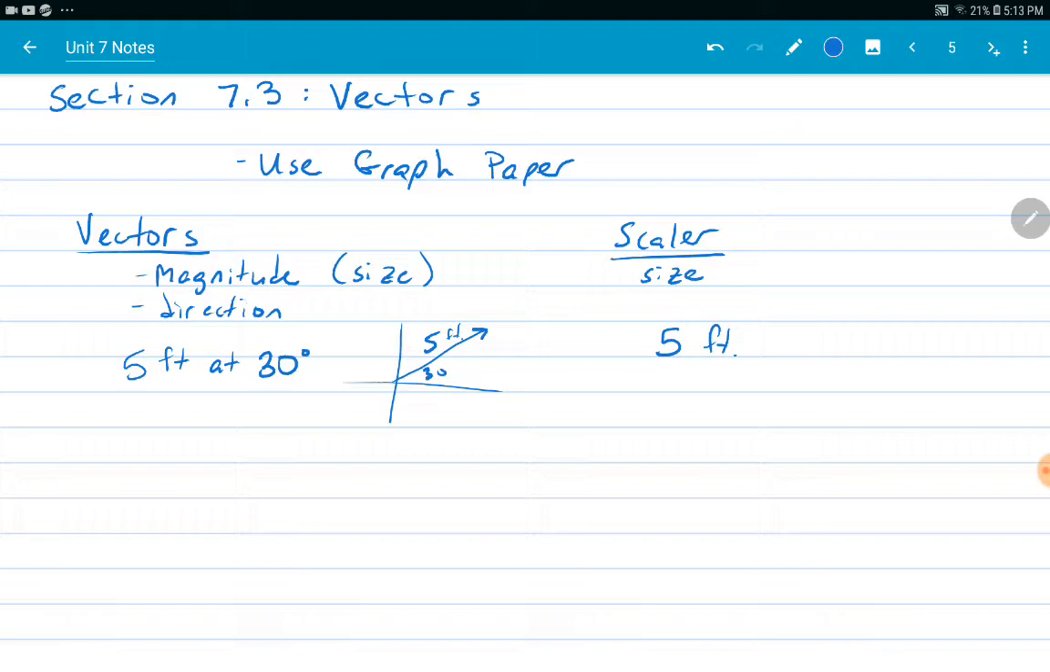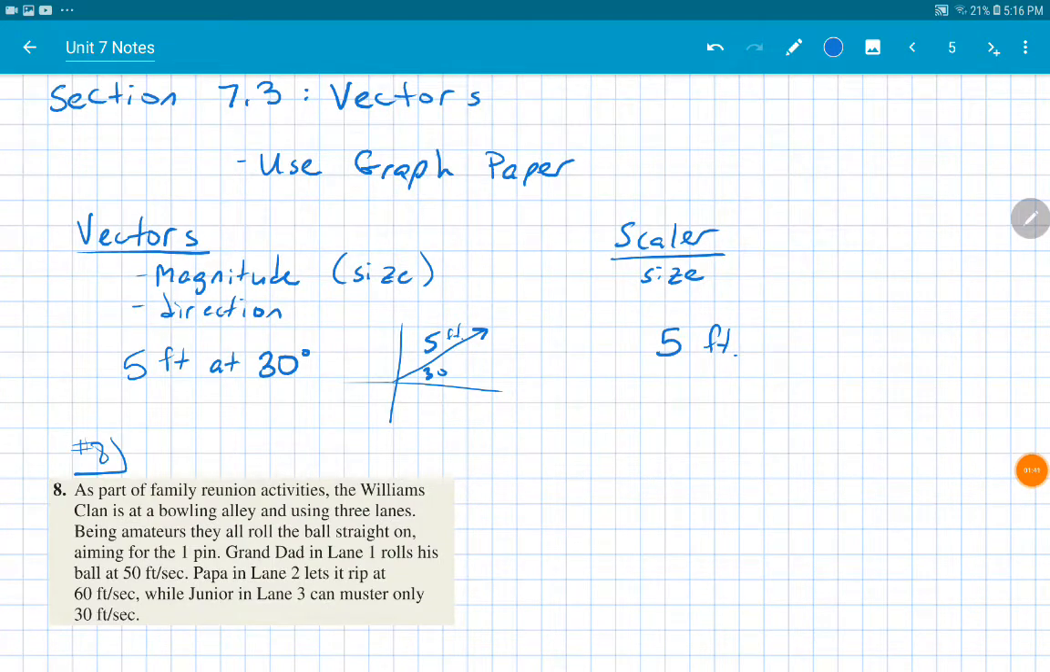So, for example, if we open up our textbook for our classwork, let's look at number 8. We're told that as part of a family reunion activity, the Williams clan, you know what, I'll just go ahead and get the picture for you. Okay, so I got the problem here where we have our family bowling alley activity, and we have Granddad in lane 1 who rolls a ball at 50 feet per second.